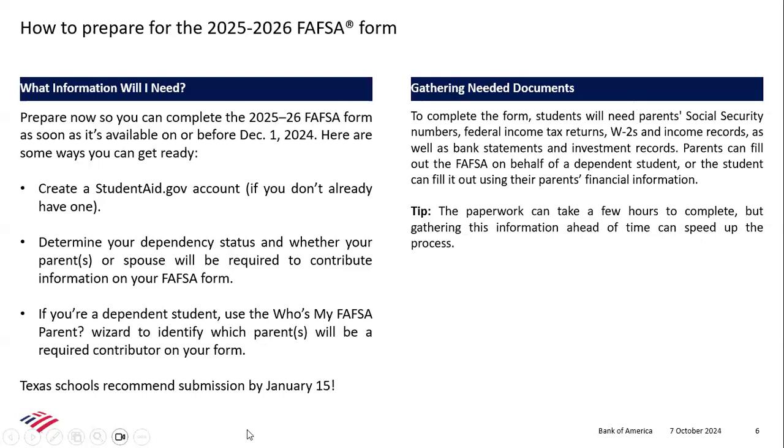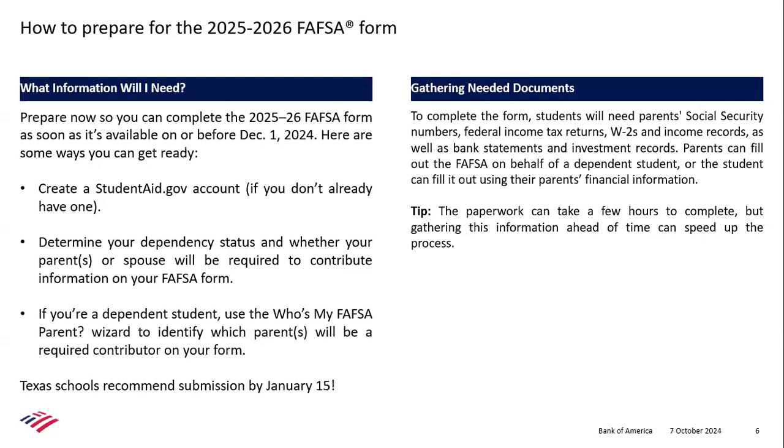A good tool to use to get information about that, if you're a dependent student, a younger student who's getting assistance, is Who's My FAFSA Parent. It's a wizard that'll help you go through quick questions and help you identify which parent you're going to have to use, who your main benefit provider is, rather.